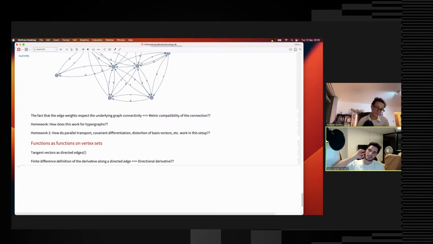And I think the most simple way to think of that is as directed edges, because at the end of the day, tangent vectors are sort of like infinitesimal paths, right? So infinitesimal here can only mean one-step paths, right?